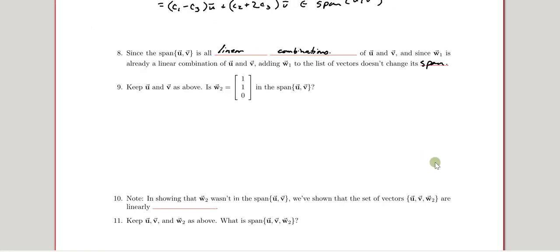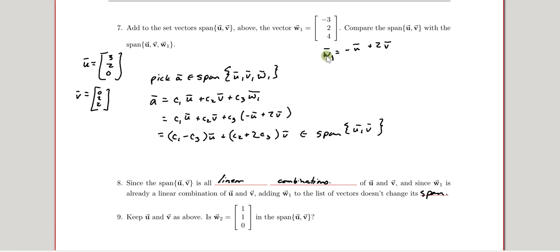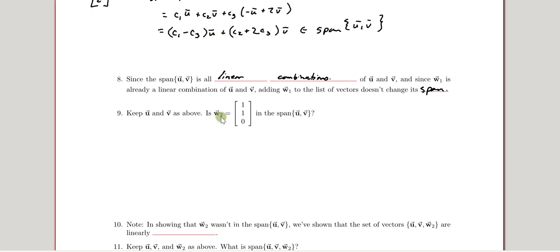Okay, well now let's go look at this other vector, W2. Notice the key over here was we already knew W1 was in the span of U and V, and so we didn't get a larger set. Let's see whether W2 is in the span of U and V already. So let's go find out.